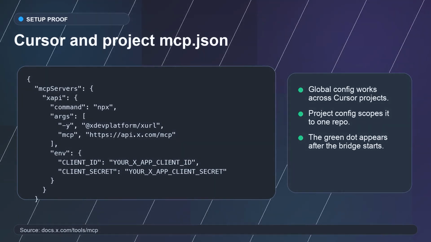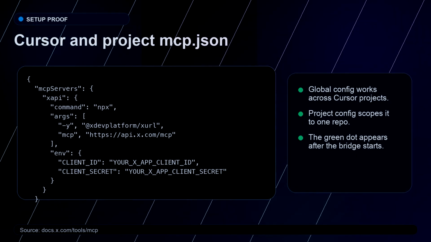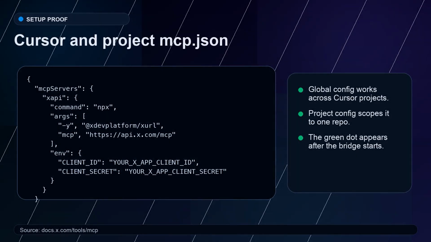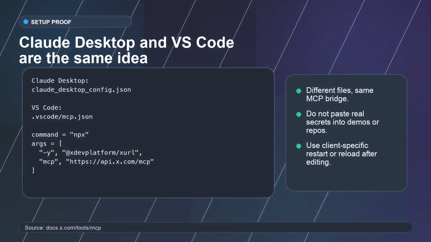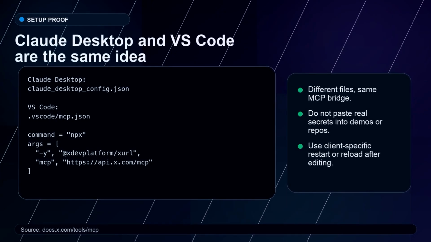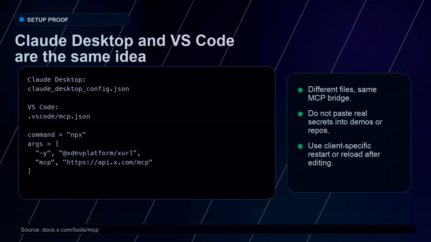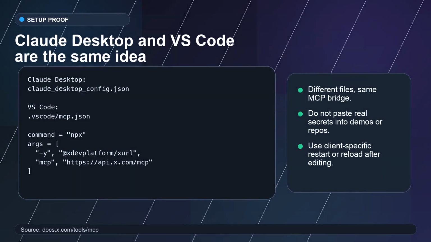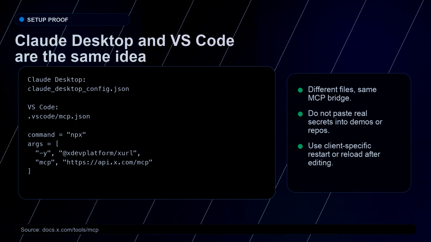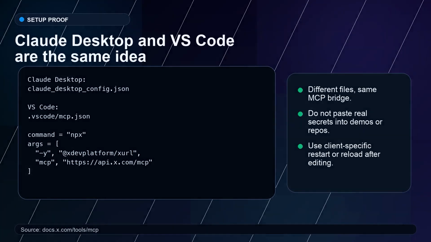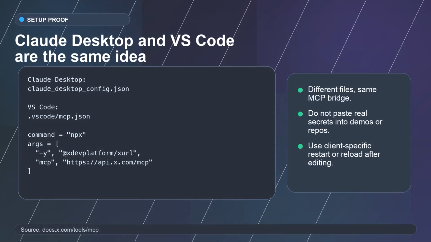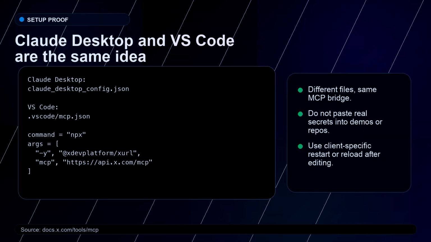Grok Build has a Grok MCP add command. Cursor uses an mcp.json file. Claude Desktop uses Claude Desktop config. VS Code uses .vscode/mcp.json. The claim is not that every client has the same UI. The claim is that the server contract is MCP compatible, so the bridge command stays recognizable across agent tools.